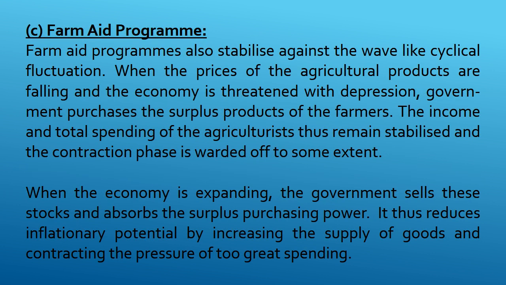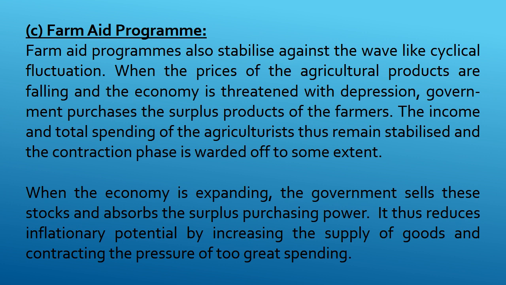C. Farm aid programs. Farm aid programs also stabilize against the wave-like cyclical fluctuation. When the prices of the agricultural products are falling and the economy is threatened with depression, the government purchases the surplus products of the farmers. The income and total spending of the agriculturists thus remain stabilized, and the contraction phase is warded off to some extent.